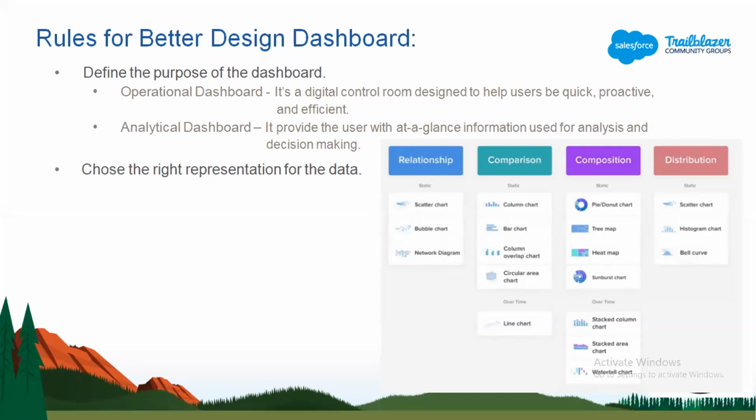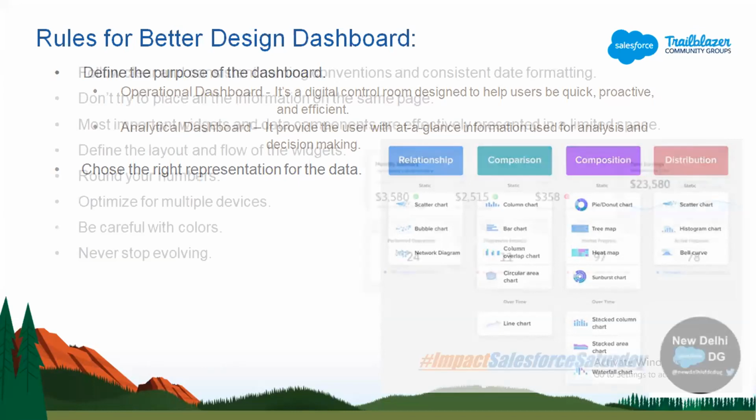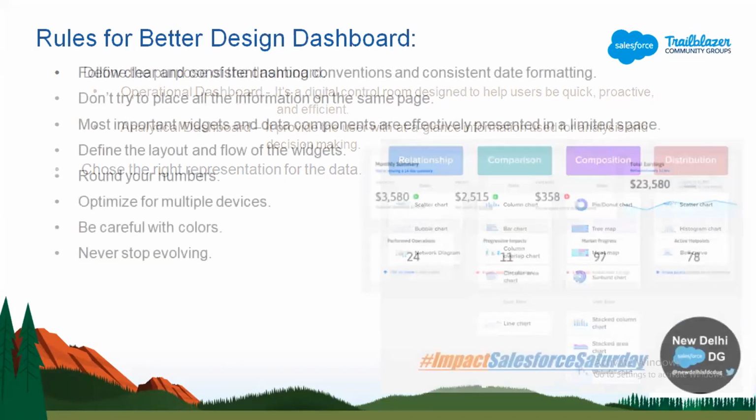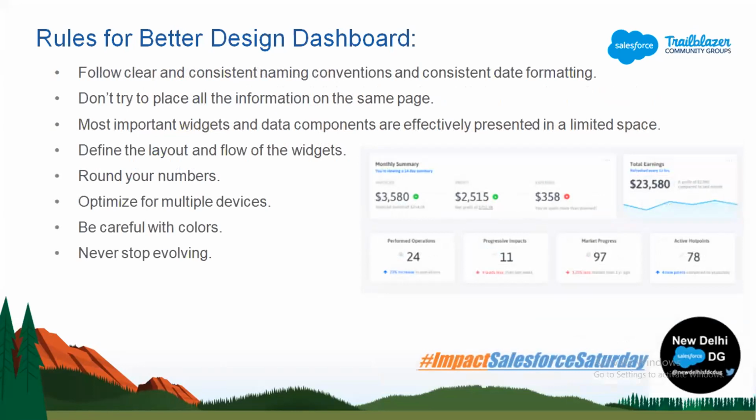Let's say you have a target. Your target is $1 billion for this current year 2020, and you are in the month of November now. To show how much you have achieved out of 100%, in those scenarios you have different charts. I will show you: we call it gauge, polar gauge, and we have two other gauges as well. So the third rule is to follow a clear and consistent naming convention and consistent date formatting.